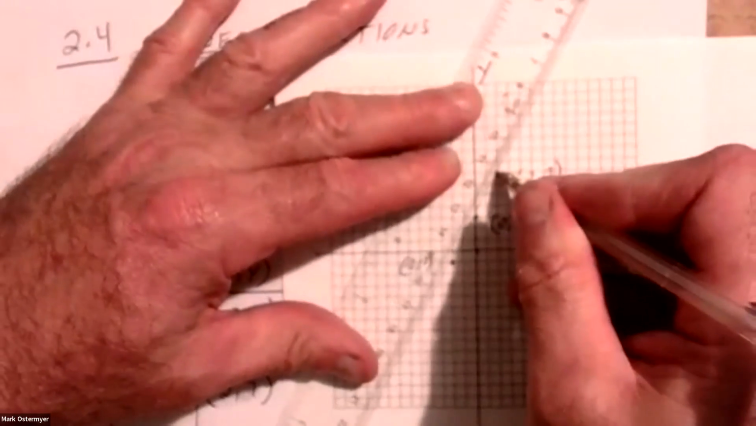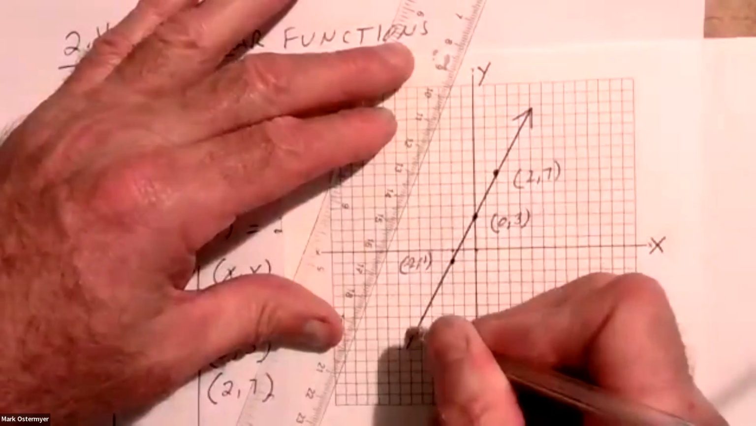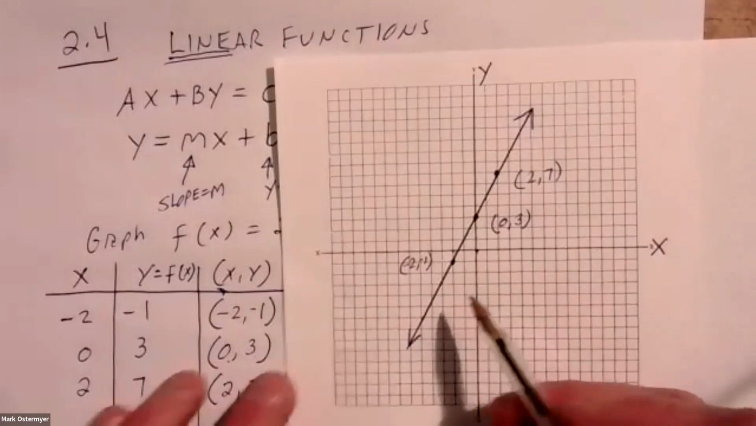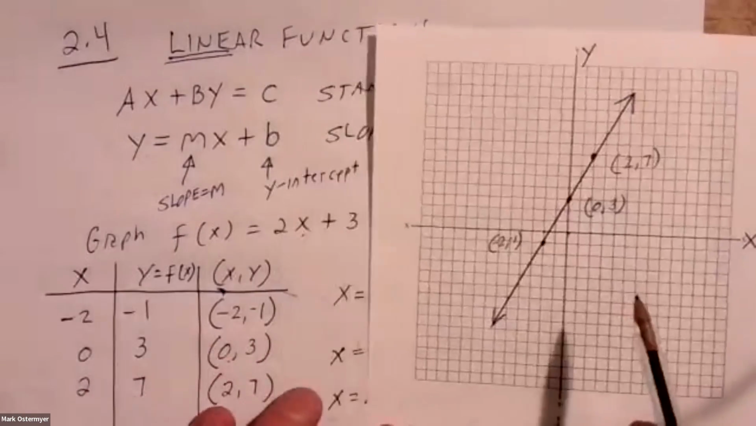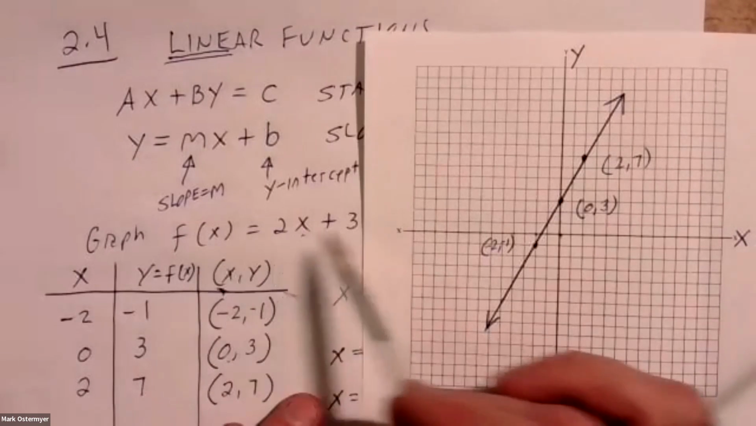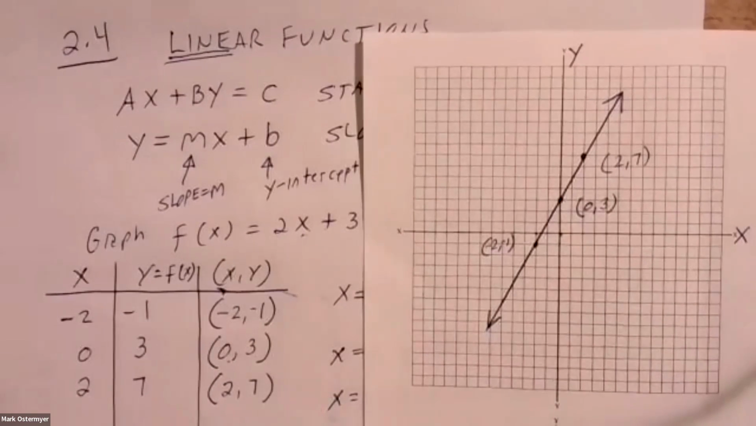Therefore, I'm going to put a nice line through these points, put arrows at the end of my line, and we are done. We have the graph of that linear function, f of x equals 2x plus 3. That would be its graph. And any point that lies on this line would be a solution to this function or would satisfy this linear function. Any questions how I graph that linear function using the table method?